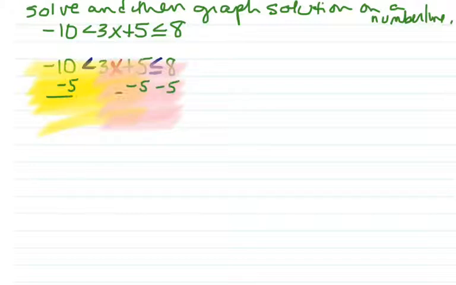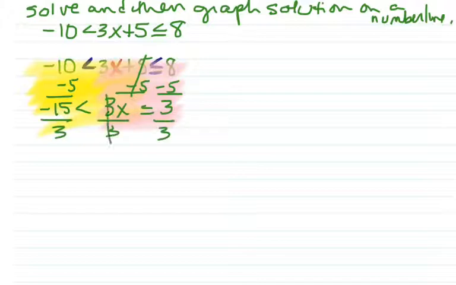We're trying to get x alone, so we're going to subtract 5 from both sides. But in this case, it's not both sides, it's all three sides: from the center chunk, from the right chunk, and from the left chunk. That gets us one step closer to getting x alone in the center. So now I have -15 is less than 3x is less than or equal to 3. I have one more step to get x alone. And so now I've got x is in between -5 and 1. -5 is less than x is less than or equal to 1.